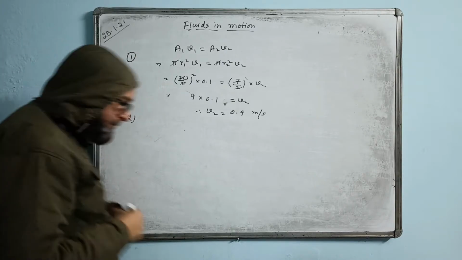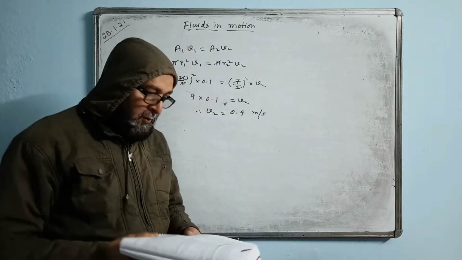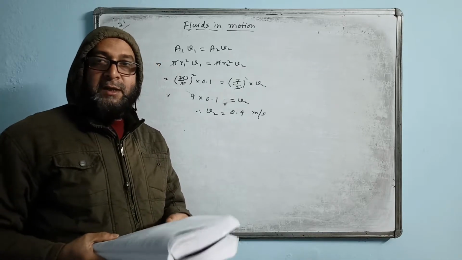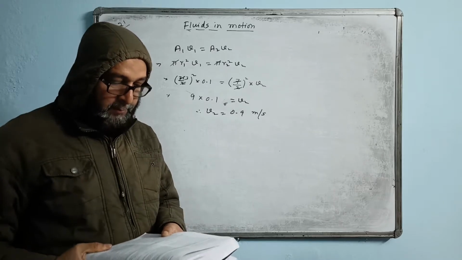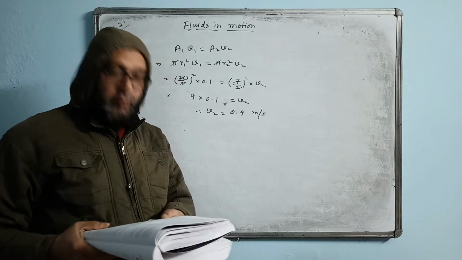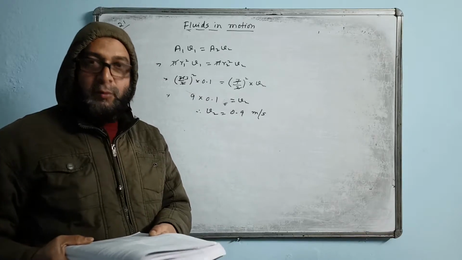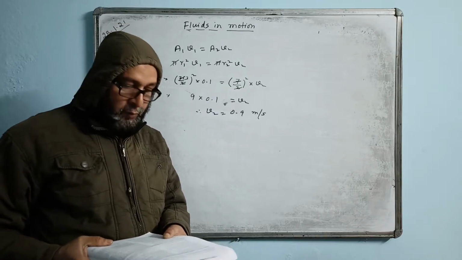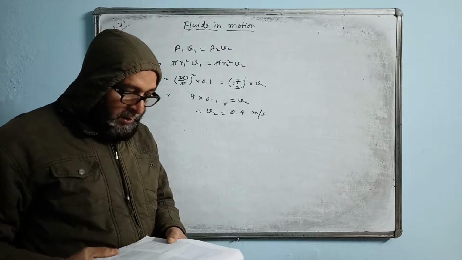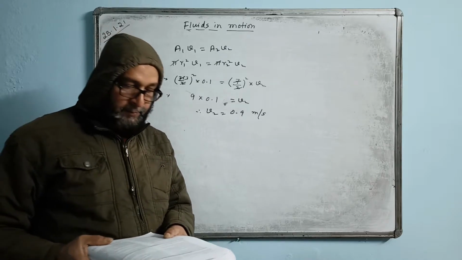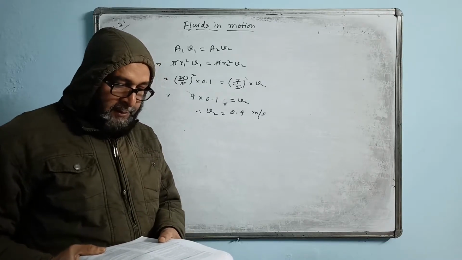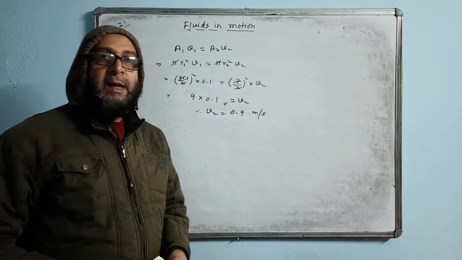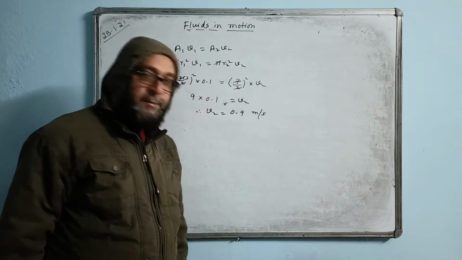Question number 2. Question says, what is the speed at which water flows from a small hole 3 meter below the water level in a full tank which is 5 meter high?